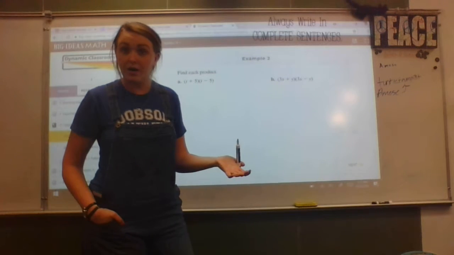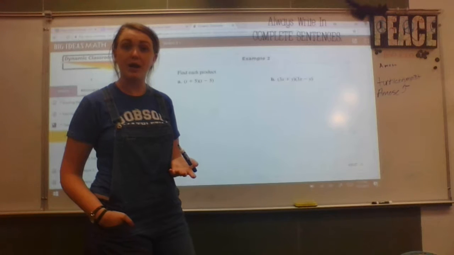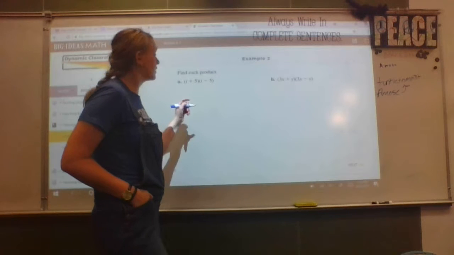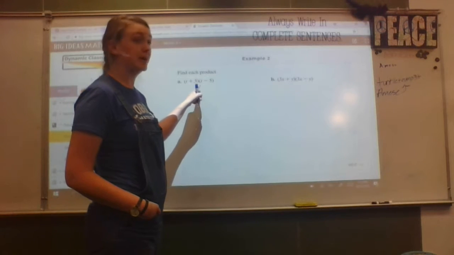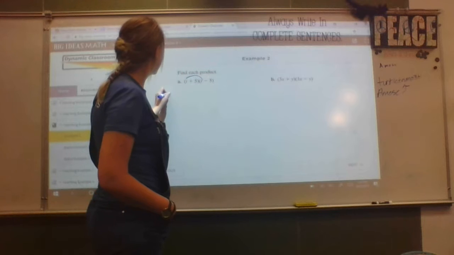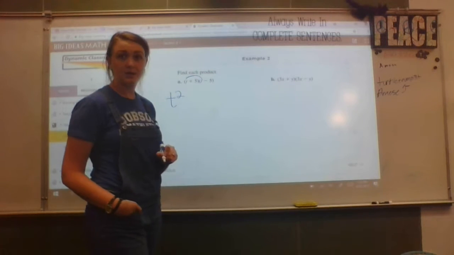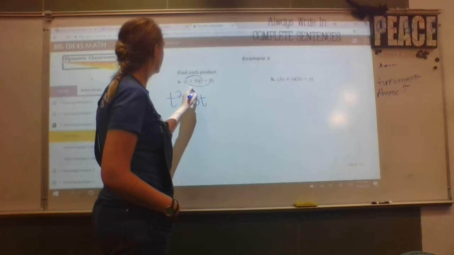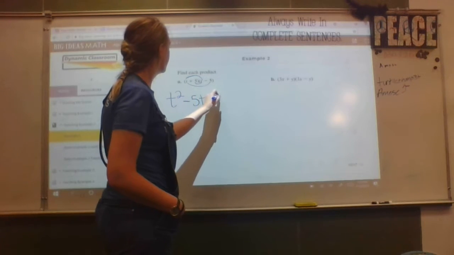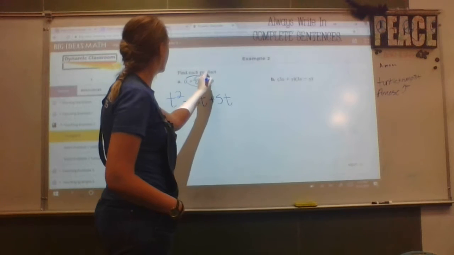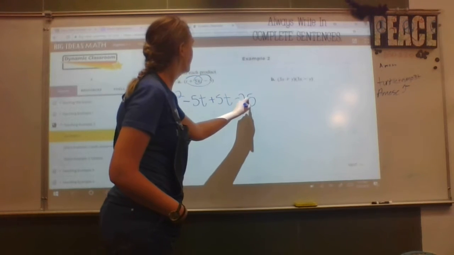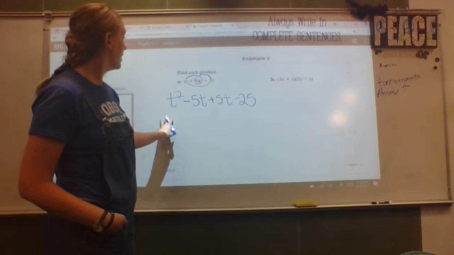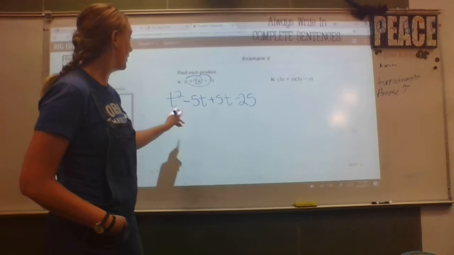Well, just like I said earlier, you don't have to use the special terms process in order to do this. I can look at it and I can FOIL just like normal, and I can get the answer. So if I were to FOIL t plus 5 times t minus 5, first I'd get t squared. Outer, I'd get minus 5t. Inner, I'd get plus 5t. And then last, I'd get minus 25. So that would be how I would FOIL it.